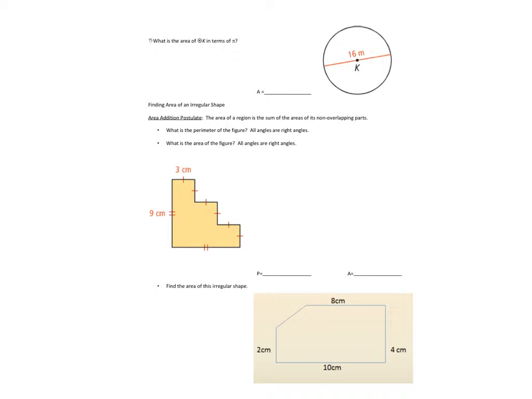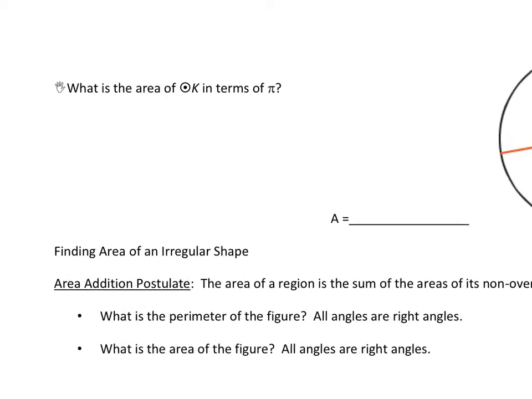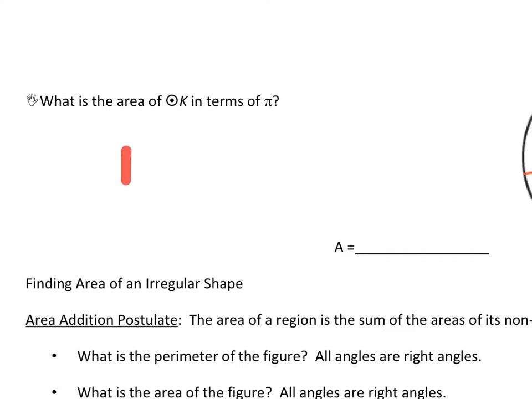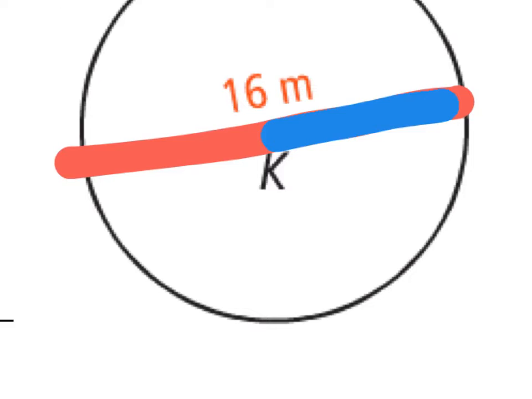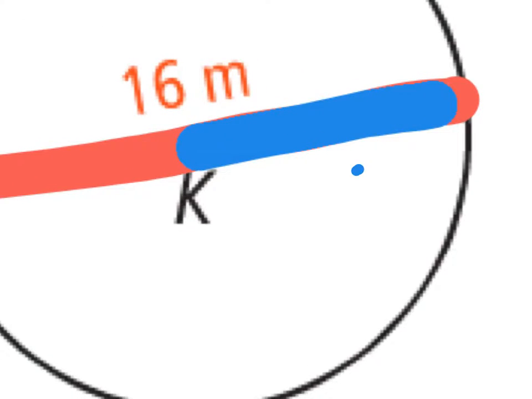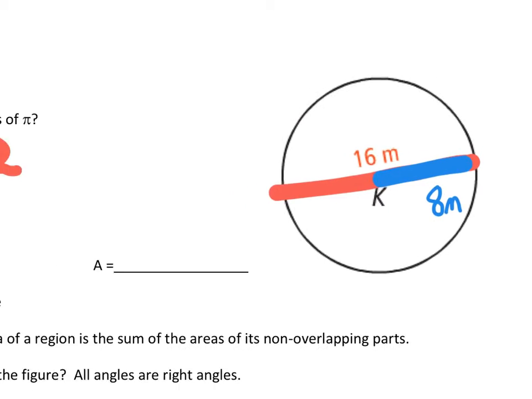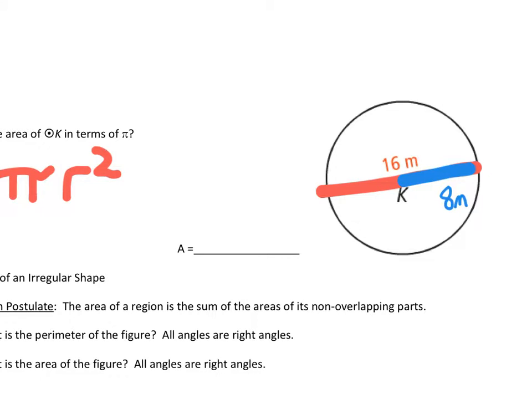Now this time it's asking us for the area. So we'll want to make sure we bring in our formula of pi r squared, where just the r is being squared. Notice on this example that they gave us the diameter. We don't need the diameter, we need the radius. The radius is only half of our diameter. So if the entire distance is 16, our radius is 8 meters.